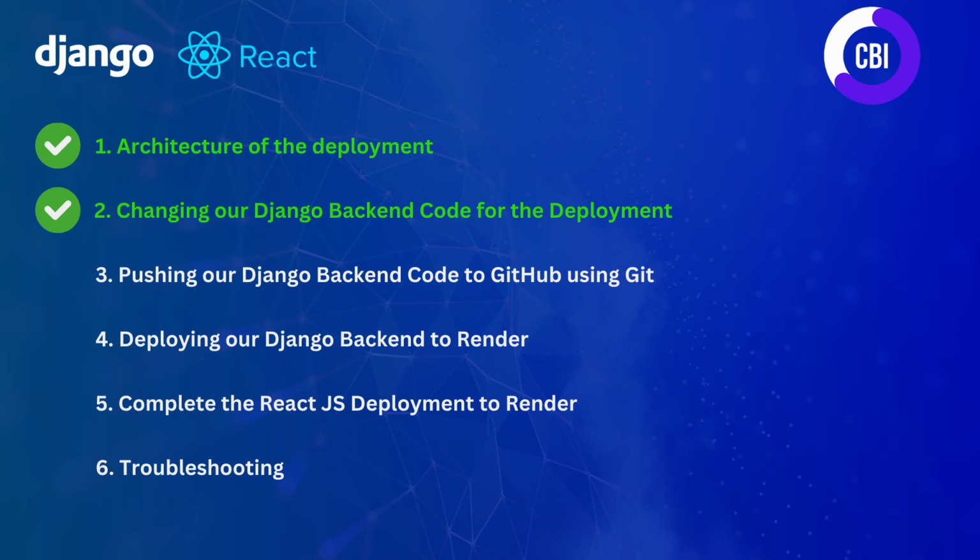And that is actually all for this video. In this video, I showed you how you can change your Django backend code so that it's fit for a deployment on Render. In the next video, we're going to make sure that our backend code is pushed to the GitHub repository so that we can later on deploy it on Render.